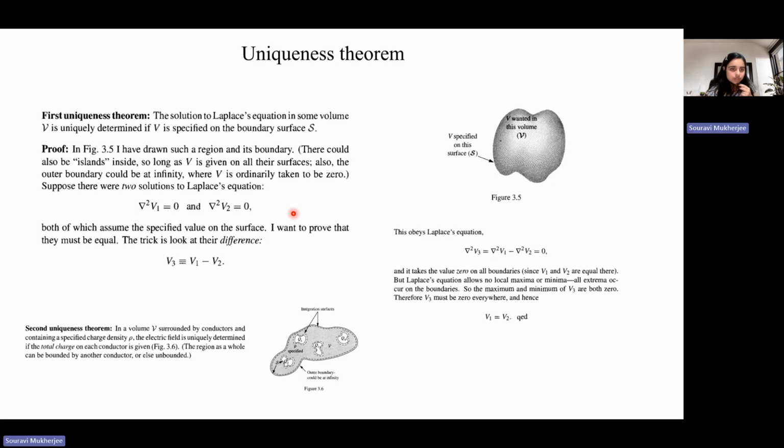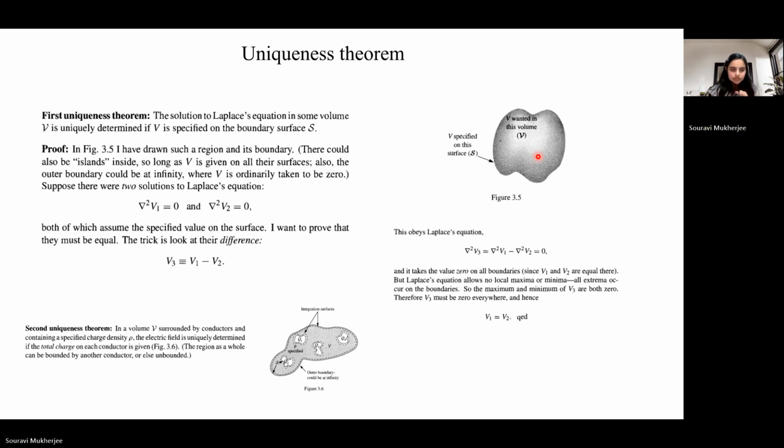Now this very property of harmonic functions, that they allow no maxima or minima, so all maximum and minimum values should be at the endpoints, led to a very important theorem called the uniqueness theorem. It tells us that if you have a region, some volume enclosed by a surface, and the potential is specified on the surface, then the potential inside the volume is uniquely determined. It's a unique quantity.